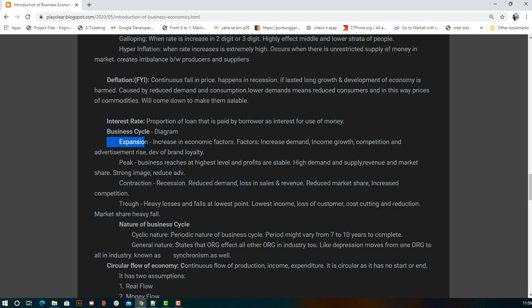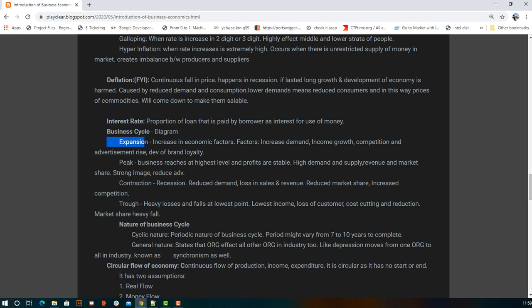Now the amount that is spent in advertisement is also reduced because we already got a good share of the market. Next we have contraction. So from the peak stage, it is not about how long we are going to sustain the peak stage, but from now onwards we are going into the next phase, that is the contraction. So here the recession occurs.